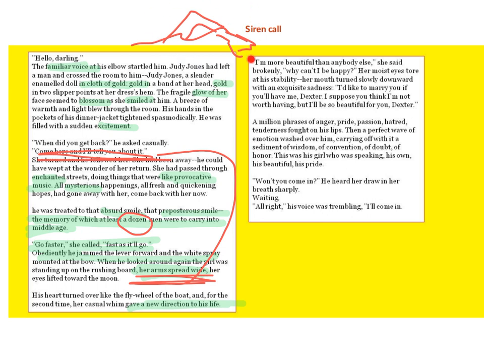Reminiscent of that Gatsby quote where he hears the tuning fork of Daisy's voice. We get here with Dexter: "His heart turned over like the flywheel of the boat. And for the second time, a casual whim gave a new direction to his life." So as we mentioned before, if this is the lost generation, then the irresistible beauty of these women who pursue affluent males gives a sense of direction and purpose to the life of these affluent male characters.